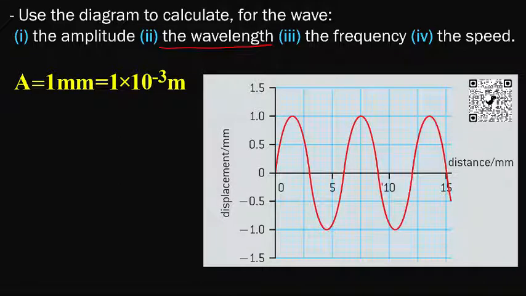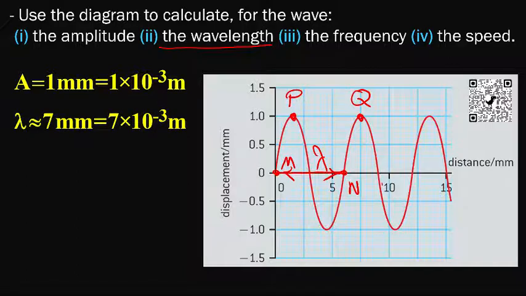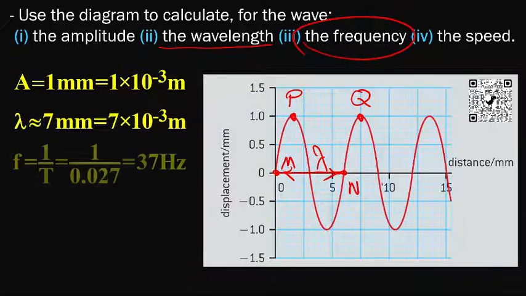For the wavelength, I should find two consecutive similar points like P and Q, like M and N, which are successive and similar. So the wavelength is approximately 7 millimeters in my approximation, or 7 times 10 to the negative 3 meters. For the frequency, you can easily take the inverse of the period. The period was given as 0.027 seconds, so the inverse of that value will be 37 hertz.